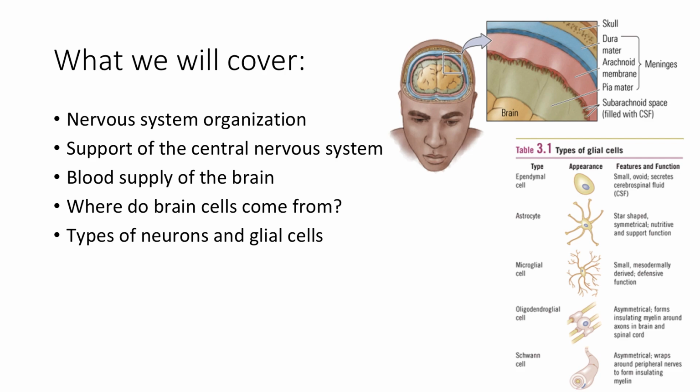Then we will talk about where the neurons and glial cells come from, so kind of like their basic development. And then we will shed some light on the different types of neurons and the different types of glial cells. In case you don't remember from the previous lecture, neurons are the information processing cells, whereas the glial cells are the supportive cells. Here you see a sneak peek of the table of the different glial cells. They're there to help out, for nutrition or support or defense, etc.